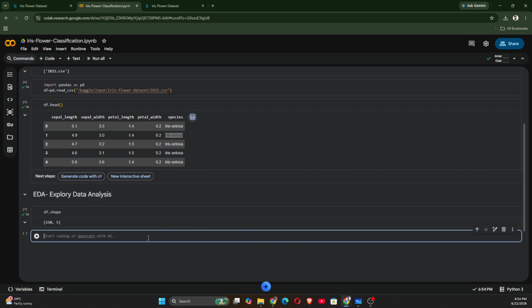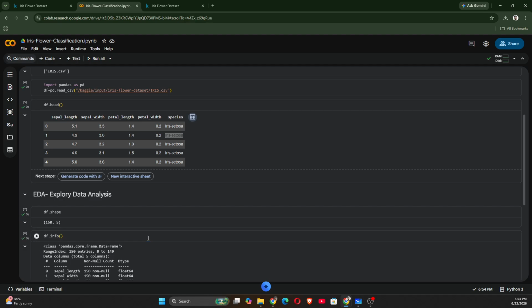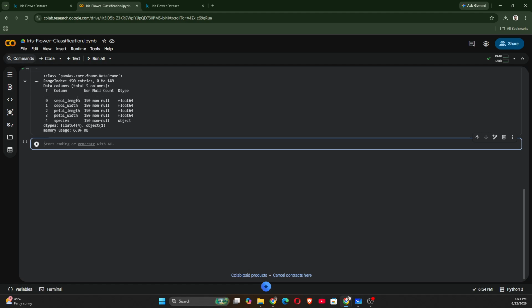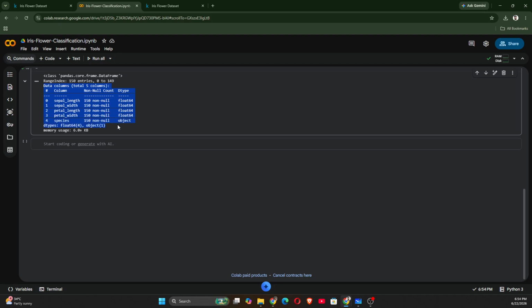Or then we will write df.info. df.info will tell us all the information, as you can see, and much part of EDA depends over here. Sepal length has 150 non-null values. Sepal width all have non-null values. If there was a single null value, we would have to do EDA. But here there are no null values.